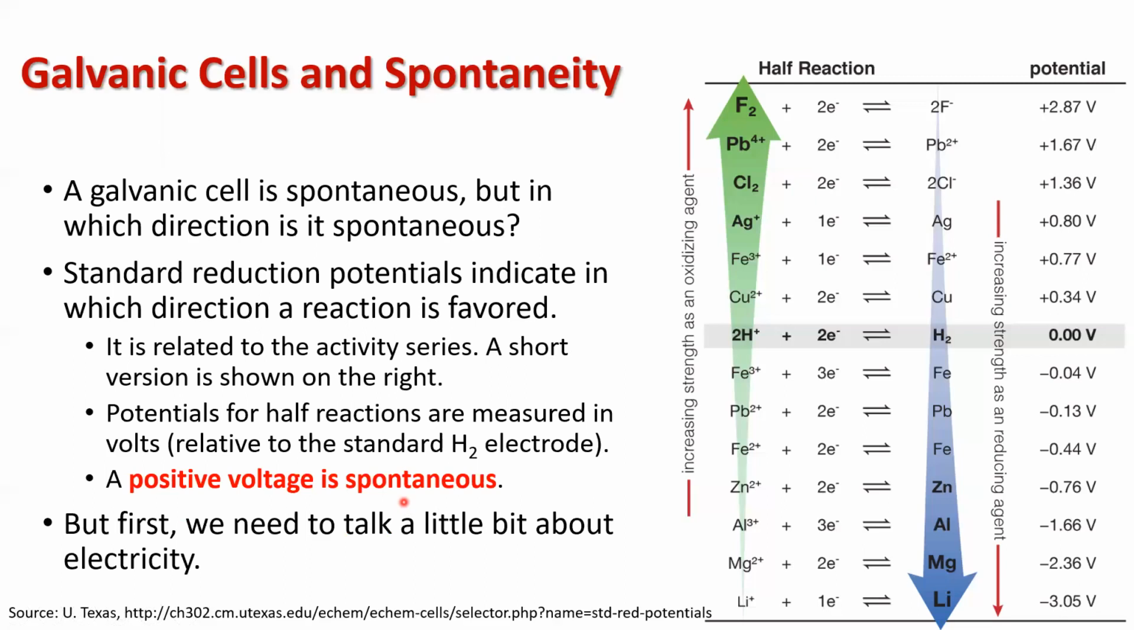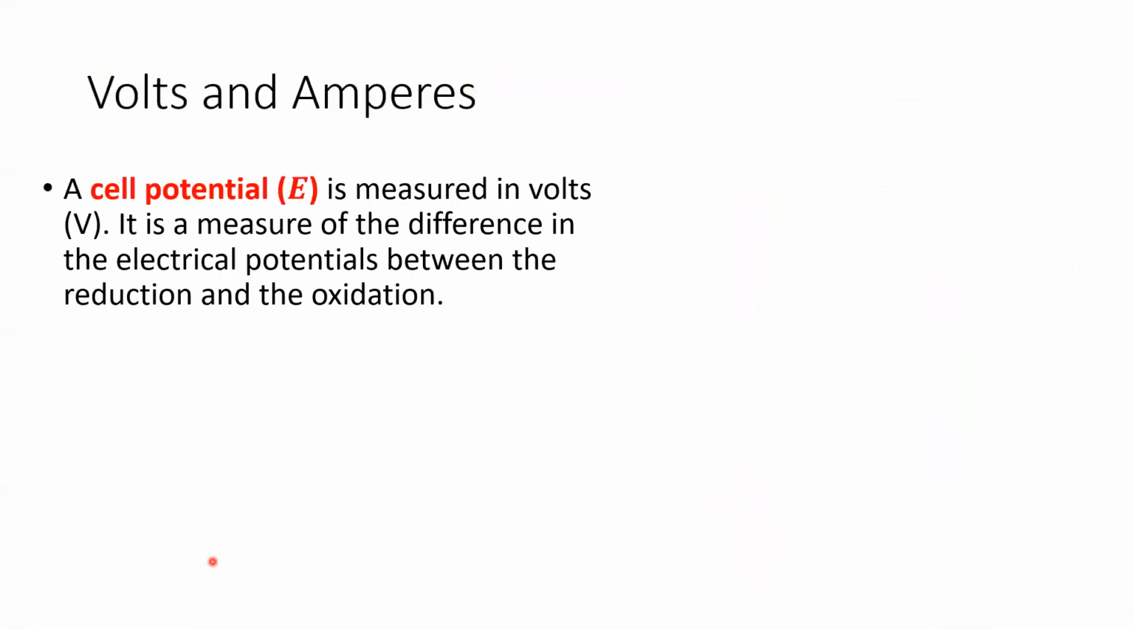Okay, so before we go through whether it's spontaneous or not, let's just do a little bit of a talk on electricity. So when we talk about cell potential, the symbol that we use for cell potential is a capital E. The units are volts, which is a capital V, and it's essentially a measure of the difference of the electrical potentials between the oxidation half reaction and the reduction half reaction.